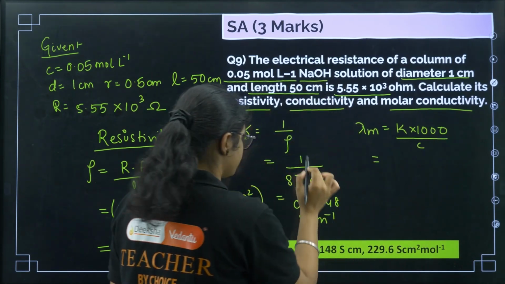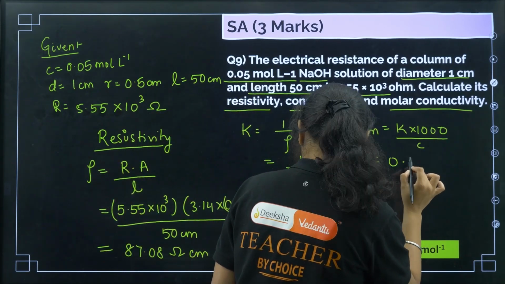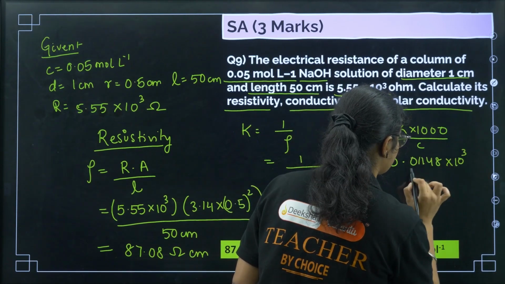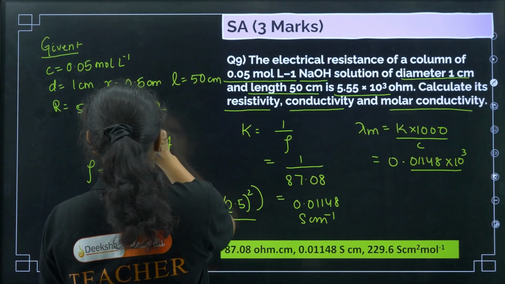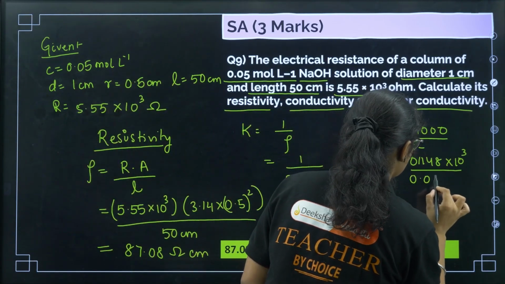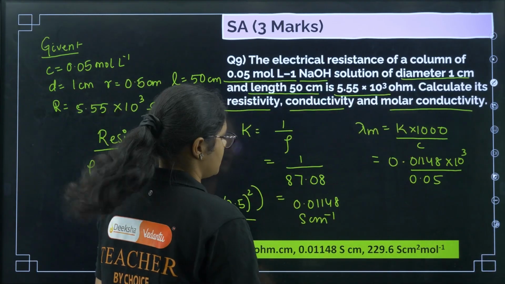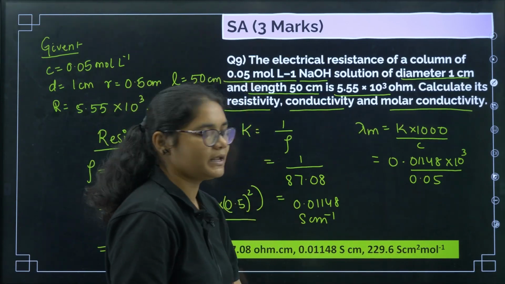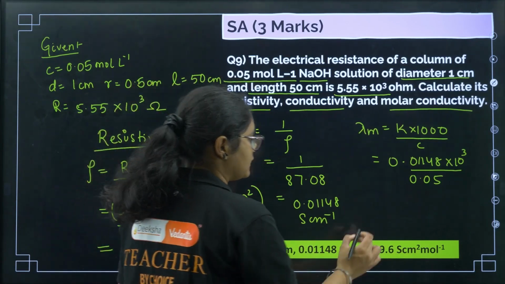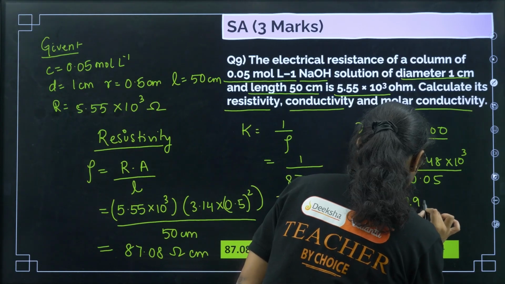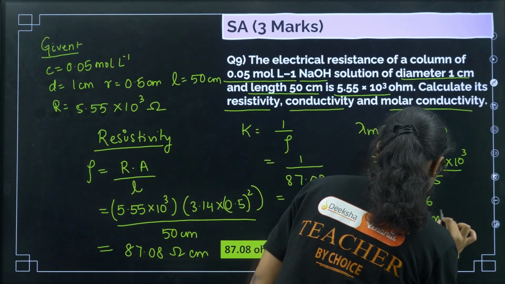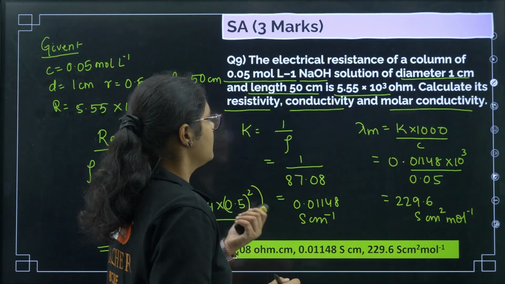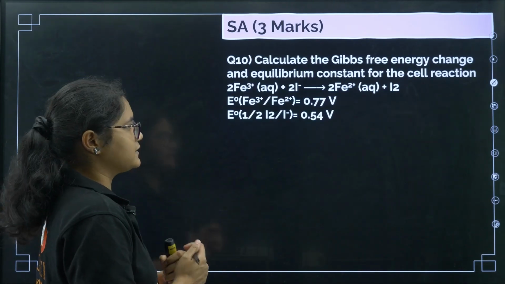I already calculated kappa, that is 0.01148 into 1000, that is 10 to the power of 3, divided by C, given as 0.05. If you solve this, we will be getting around 229.6 S centimeter square mole inverse. Got it? Fine. Now let us see the next question.